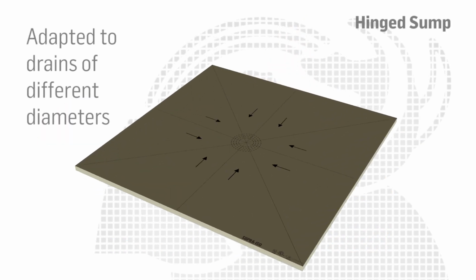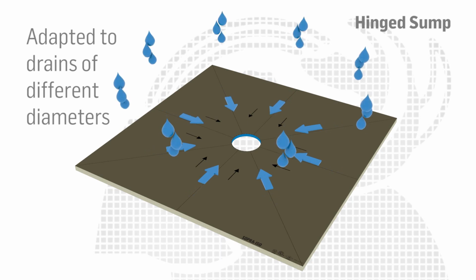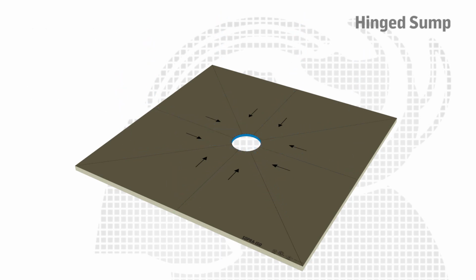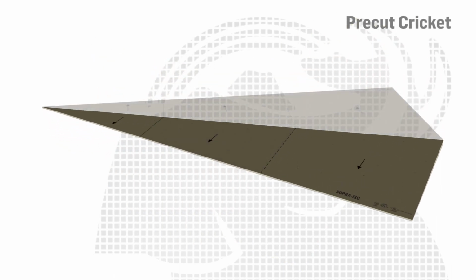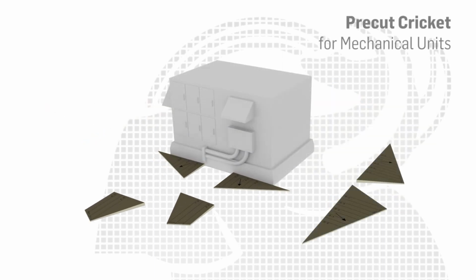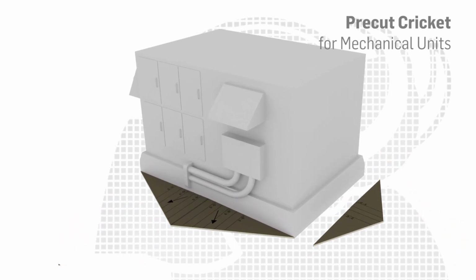The SOPRA-ISO hinged sump of 8 feet by 8 feet can easily be adapted to many drain diameters. It will definitely save you time and money while ensuring positive drainage. The SOPRA-ISO Precut Cricket, custom drawn by our slope design service, prevents ponding water on your roof. SOPRA-ISO Precut Cricket for mechanical units eliminates ponding water near critical locations.